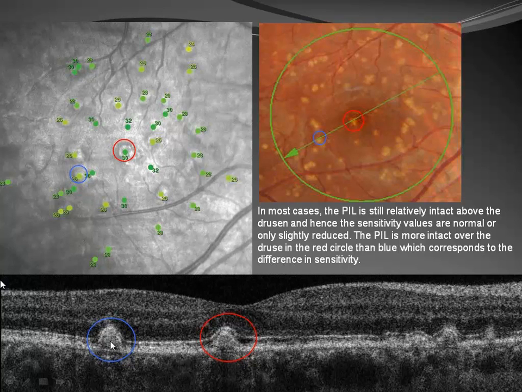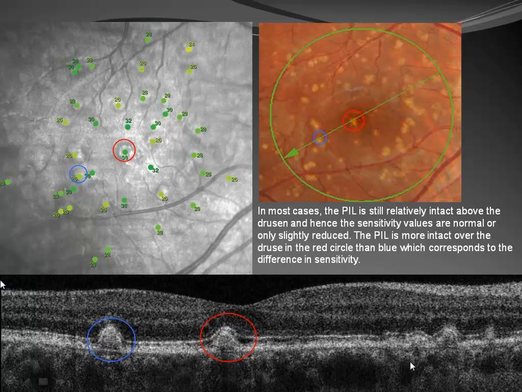Then we have this blue one, where it looks like the PIL is still present here, less well-defined here, comes back. And over here, you'd expect a little bit of a reduction in sensitivity because the tissue is not quite as well preserved as it is over that specific drusen. And you can see the sensitivity is a little bit reduced, like 26 decibels. So a difference of 4 decibels between the two. So in this instance, we've actually tested all those points, as you can see, and we try to get OCTs through the same points.